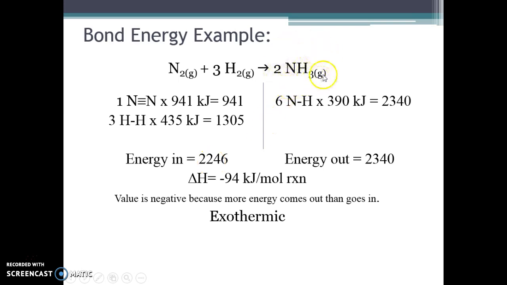Then we get energy out to form bonds. We've got 6 NH single bonds, each at a value of 390. So coming out, we have 2340. So now just compare. 2246 going in, 2340 coming out. This is the negative side. This is the positive side. We've got more on the negative side. So delta H overall is going to be a negative 94 because of the difference. And it's going to be exothermic because it's got a negative sign.